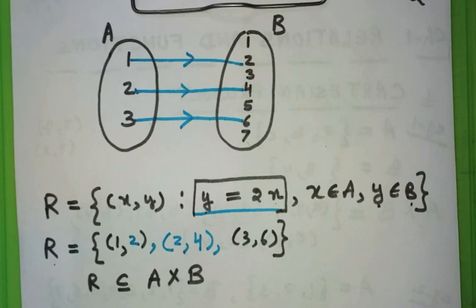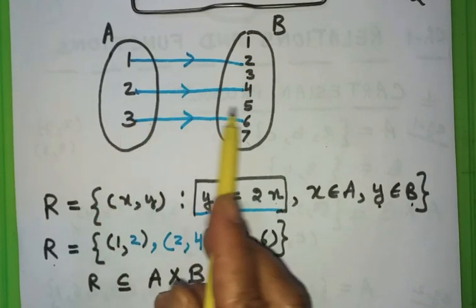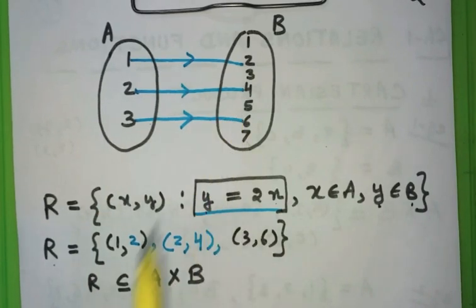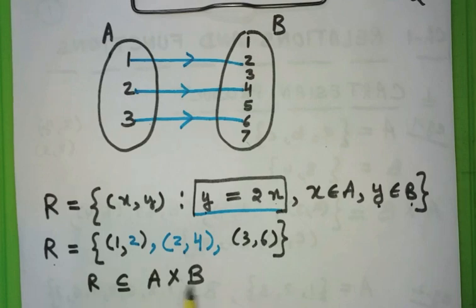Right now I have told you that we have also written the Cartesian product of A and B on the previous page. So (1, 2), (2, 4), (3, 6) are among those elements only. So, R is a subset of A cross B. A cross B is also a set of ordered pairs. R is also a set of ordered pairs.